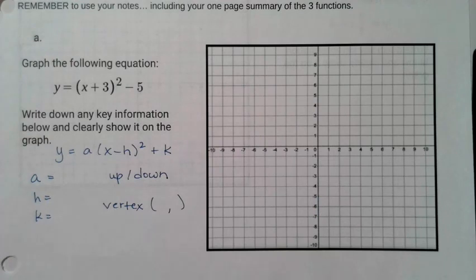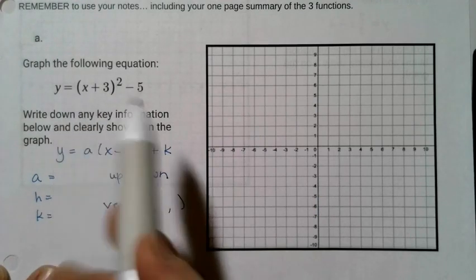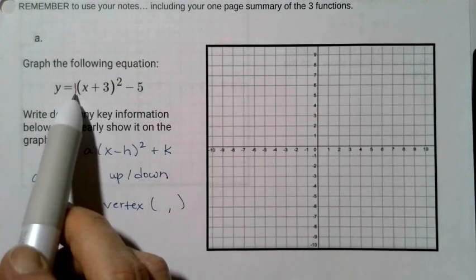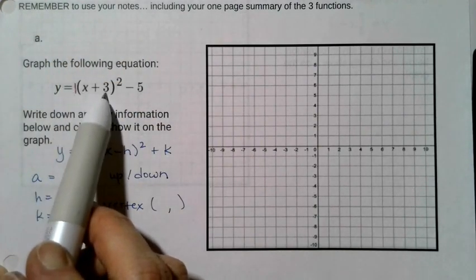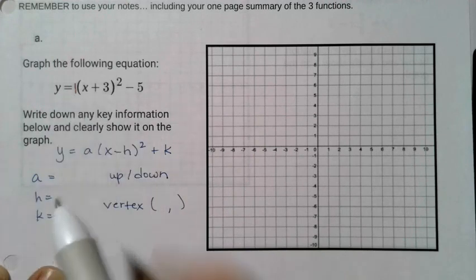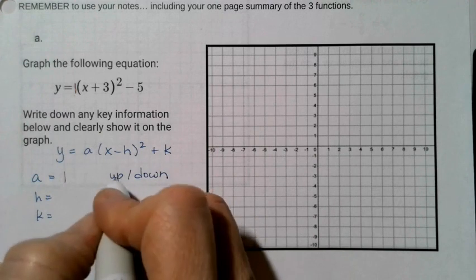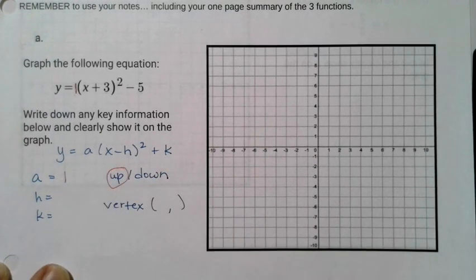So in my equation, I don't have a number out here, so remember that 1 is that implied value because 1 times anything is itself, so it doesn't change the value. So my a value is 1. It's positive, so I know my parabola should open up.